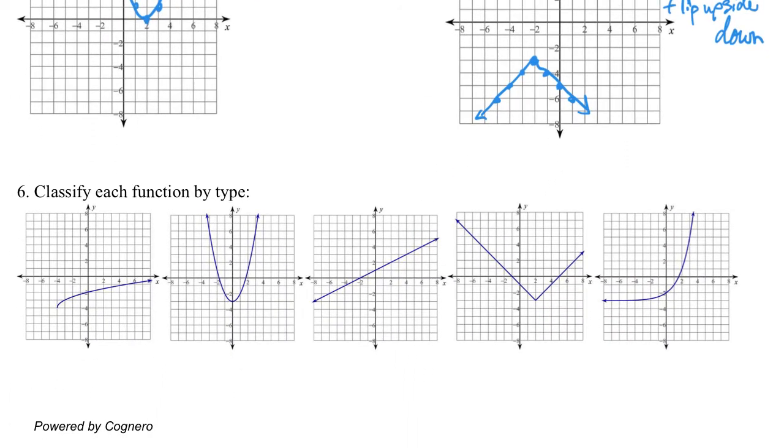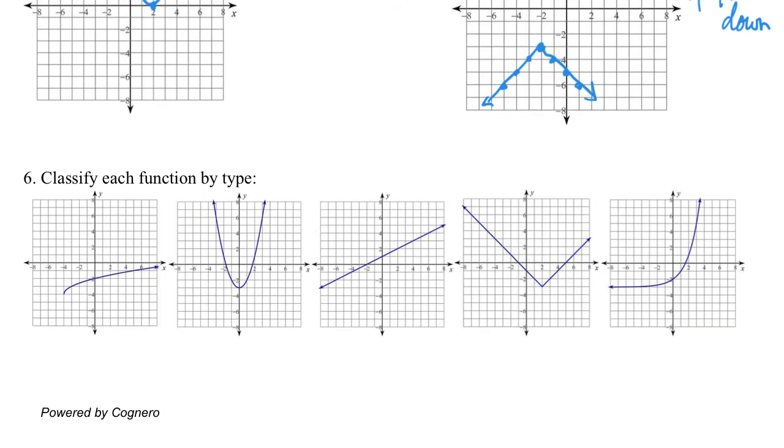Number 6 is asking you to classify each of those. So you just name it based on the picture. So the first one is a square root, and so you just write square root. The second one is a quadratic. It's got that quadratic shape. The third one is a linear. It's got a line. The fourth one, absolute value. And the fifth one is an exponential because it's flat there at the bottom, and then it's going up very quickly.